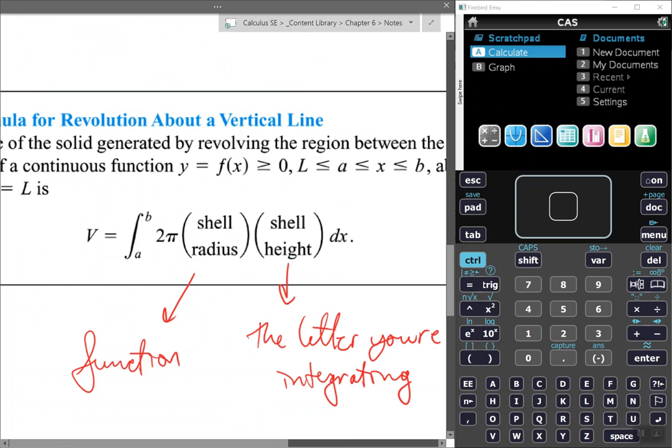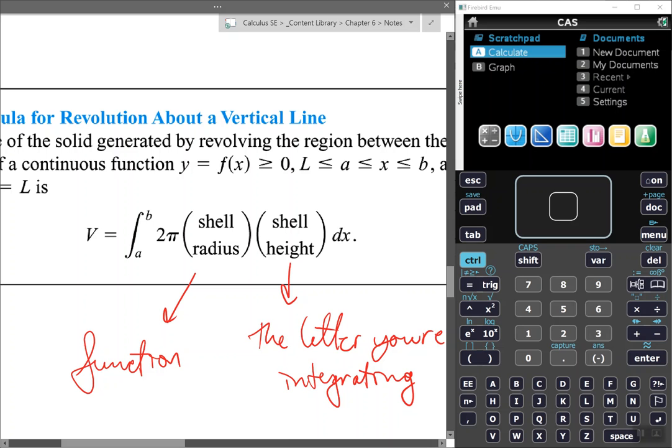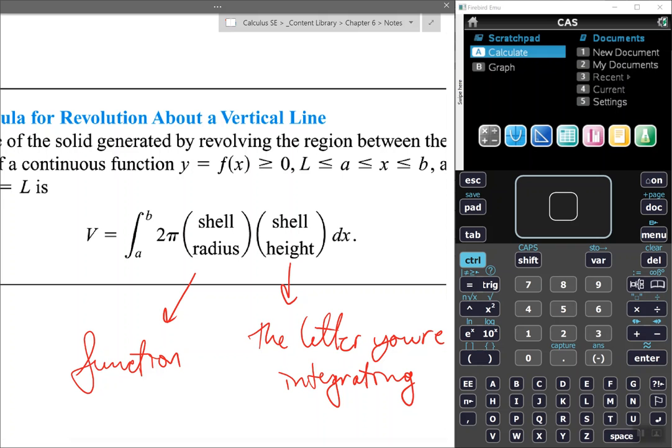So those are your limits. It's always going to be 2 pi, just like the washers and disks. If you want to move that 2 pi to the outside, you can always do that. If you want to leave it inside, if you're more comfortable, wherever you want it to go.